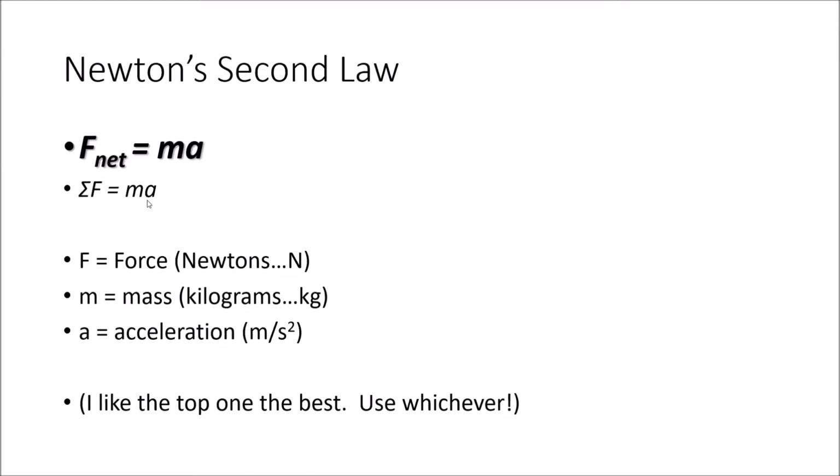Depending on which high school teacher you had, or if you didn't take this in high school at all, you might have different preferences on which one you think is easiest. I tend to think that saying F net is the easiest thing because it doesn't require you to draw that funny looking E or sigma, and you don't have to remember any Greek letters when you just write it as F net is equal to ma. However, both of these things mean the exact same thing, either taking the net force or taking the sum of all the forces. That literally means the exact same thing.